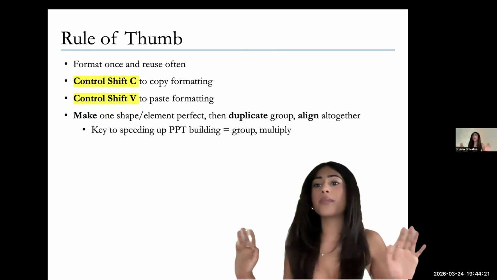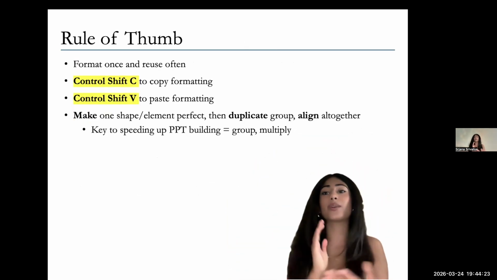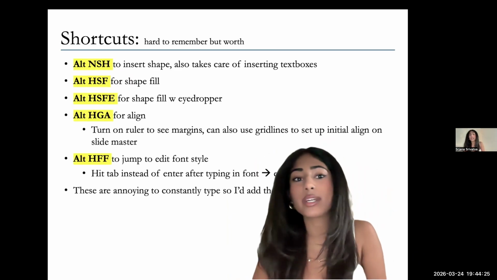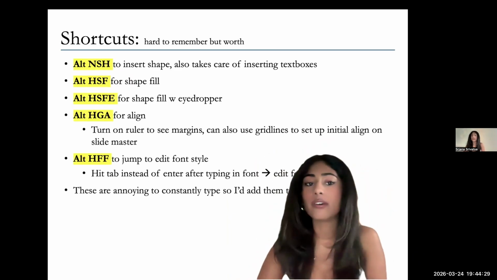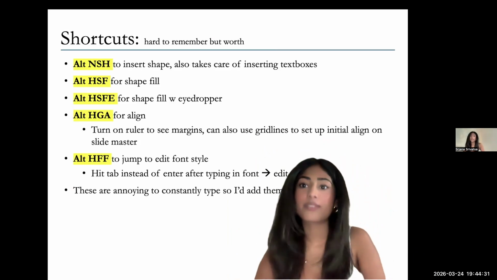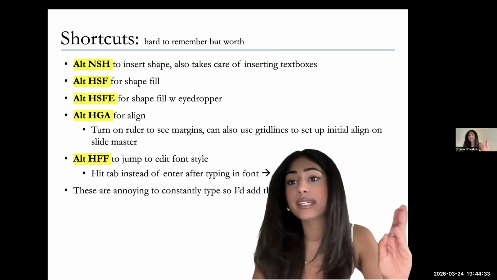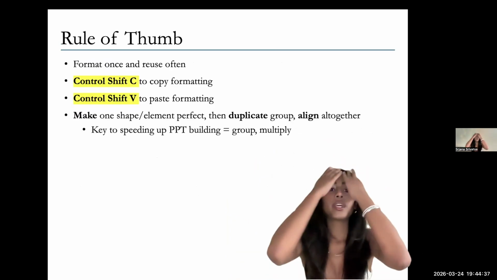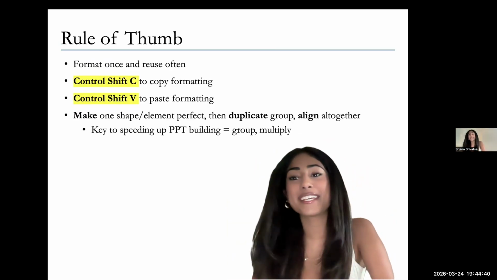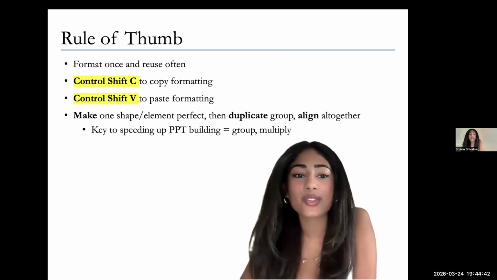The biggest rule of thumb, though, is that you should format once and reuse often. It would be so annoying if you constantly had to build a shape, Alt-NSH, and then Alt-HSF, shape fill, and then Alt-HGA, align. That would be so annoying if you did this on every single box. So instead, you should just format once and reuse often. Control-Shift-C copies formatting, and then Control-Shift-V pastes it.